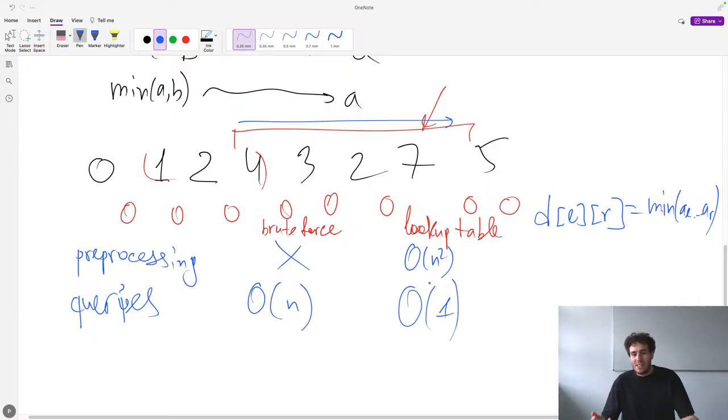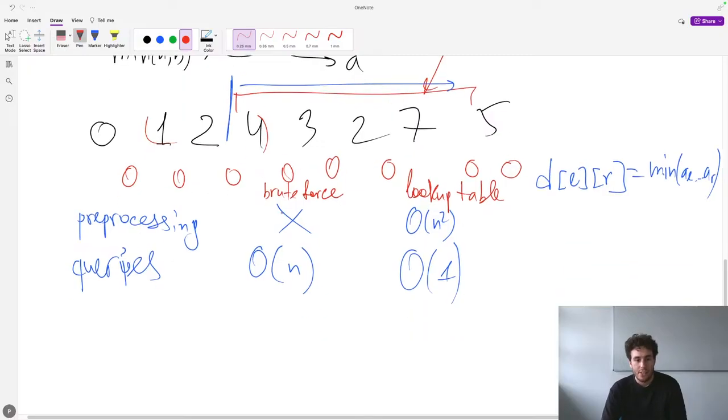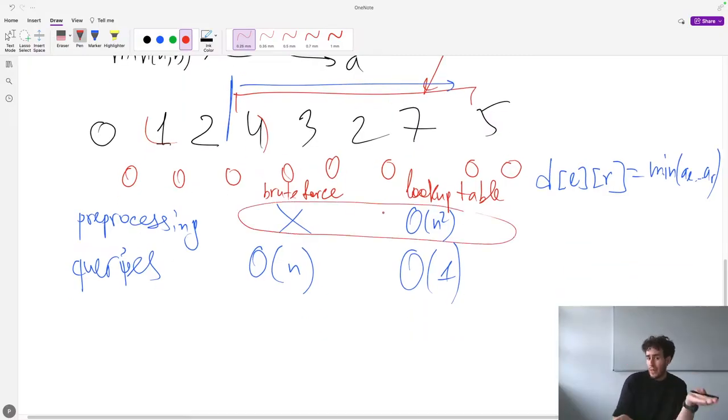But of course, if I fix the left bound, I could just increase the right bound, and I can just maintain the minimum on this kind of segment. So you can do it in n squared time, but that's still horrible. We don't want to do that. And we want to get some kind of middle ground, right? So in terms of preprocessing, we want something in the middle between nothing and a lot. And in terms of queries, we also want some middle ground between a lot of time spent per query, so O of n, and almost no time, so constant time.